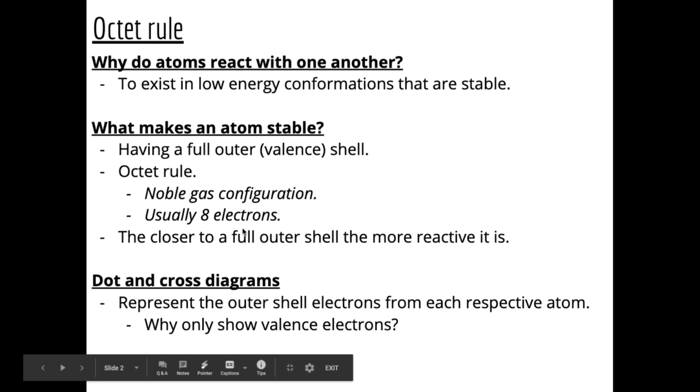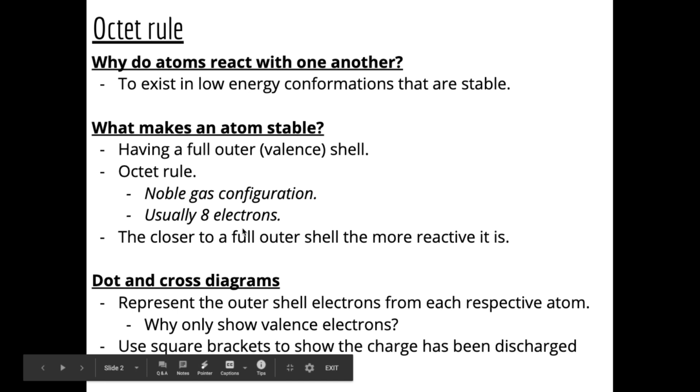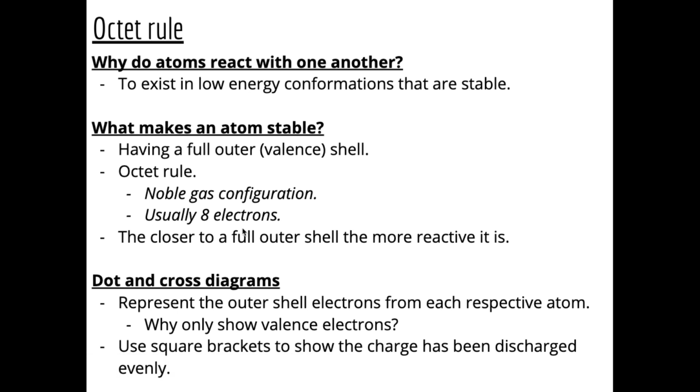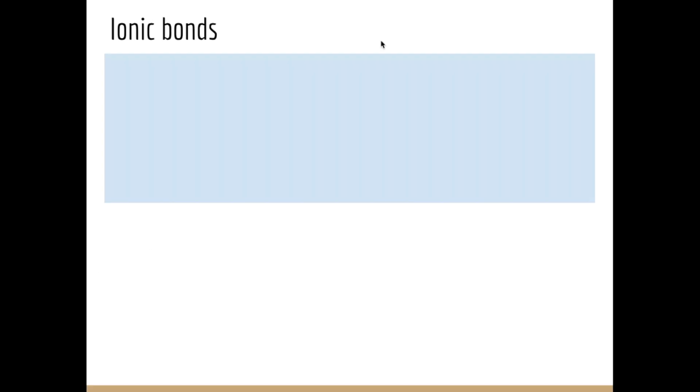So we don't show the inner shell electrons, but we know at this point in our chemistry education that they're still there, we just don't have to explicitly write them all the time. And then we use square brackets to show that charge has been distributed evenly if there is a charge on an atom. Let's look first at our ionic bonding.